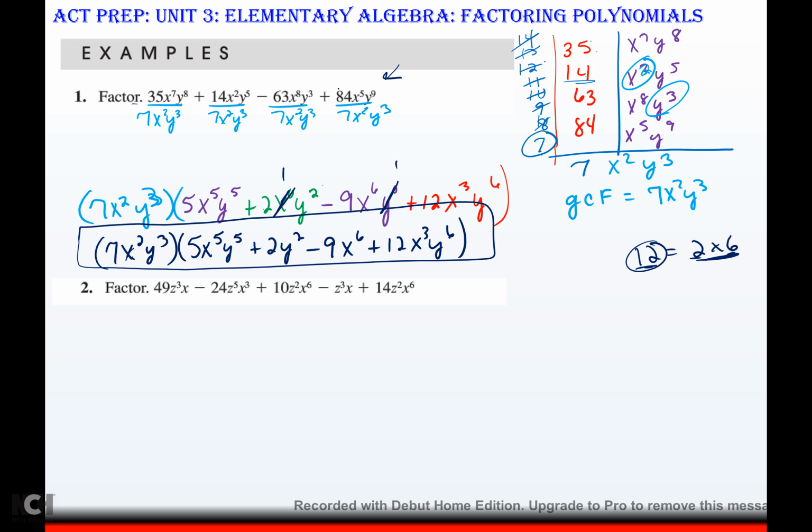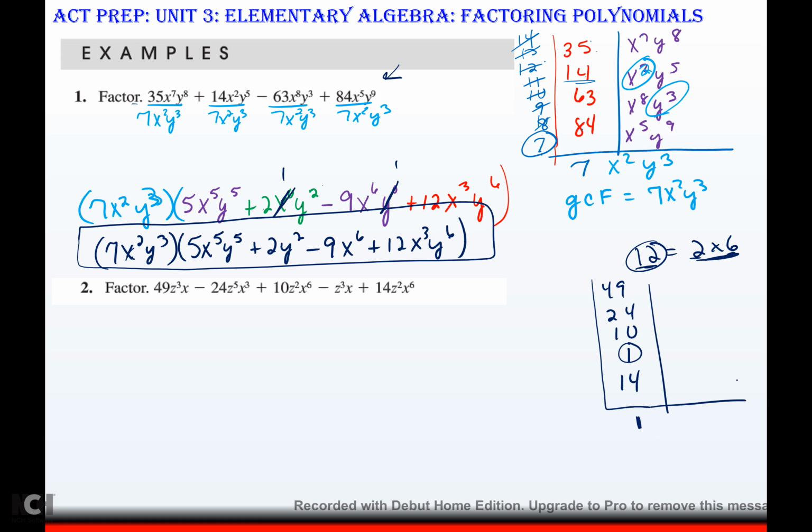Okay? So for 2, if I get my numbers, I have a 49, a 24, a 10, a 1, and a 14. Well, you've got to love it when you start with your lowest. Your greatest common factor can't be bigger than your smallest number. So, gee, my GCF is going to be 1.